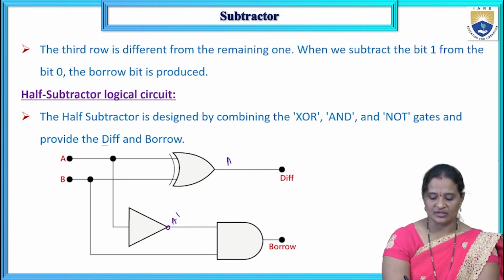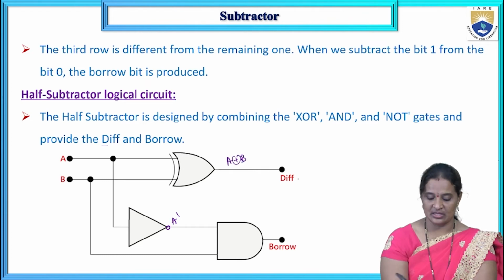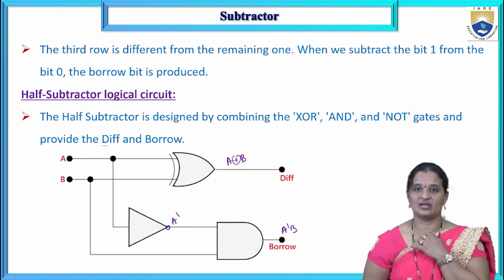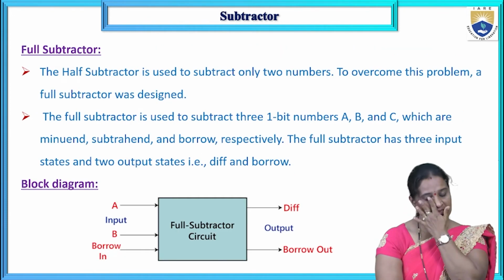So what is the output of this one? A XOR B. This is difference. And this is A bar B, the borrow. So this is the half subtractor logic circuit. Now coming to the full subtractor.